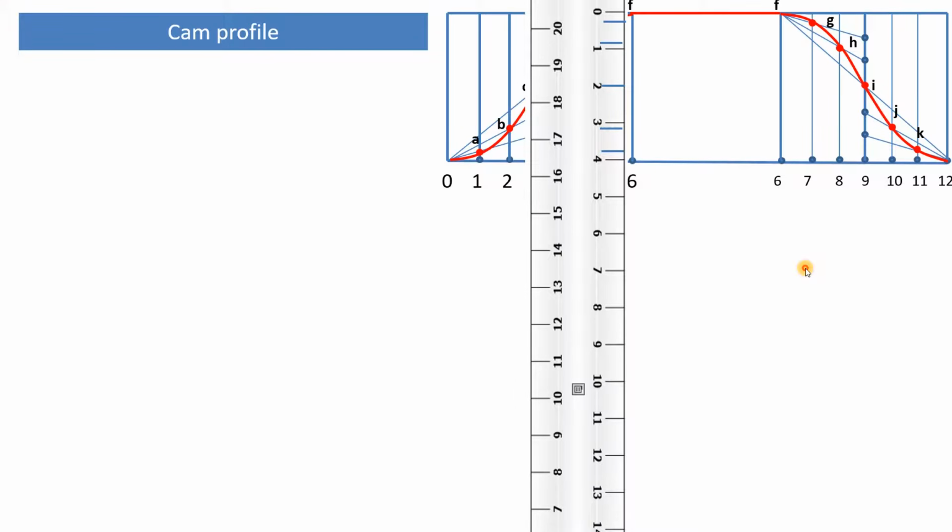have to transfer on the cam profile for drawing the cam profile. So if you measure, this 6F will also be same, 7G will also be around 3.8, then this is 3.3, then 9I is 2, then this is 0.8 and this is around 0.3. So these distances you can measure and you can easily draw the cam profile.